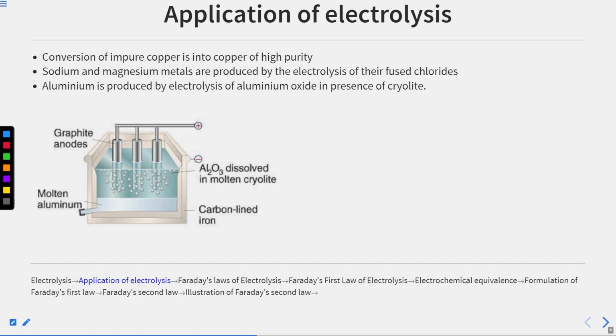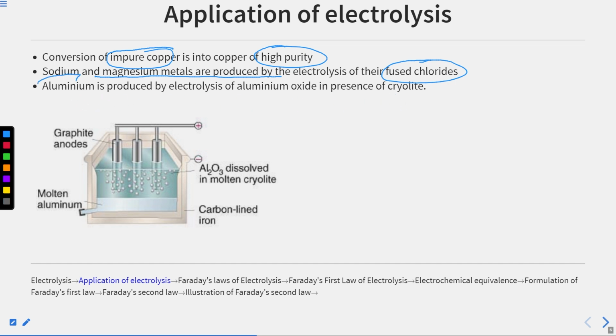Now if I talk about the applications, we have many, starting from converting impure copper into copper of high quality, which we have seen in the previous slide. Again, sodium and magnesium metals are produced by the electrolysis of fused electrolytes. What is the meaning of this? We take the sodium and magnesium salts, which are present as chlorides, and we do the electrolysis like the previous one, and we get sodium and magnesium metal in pure form.